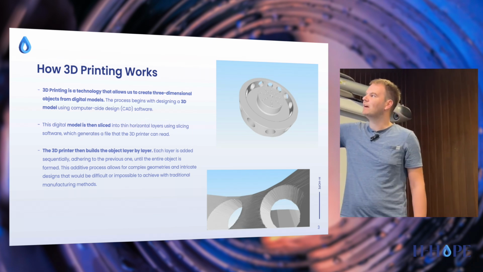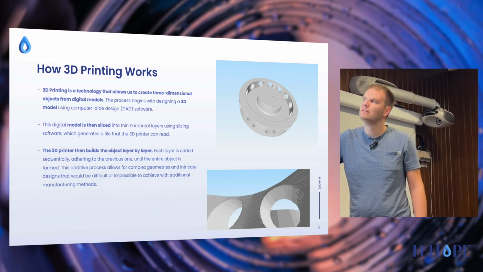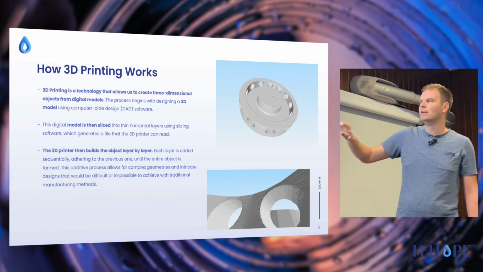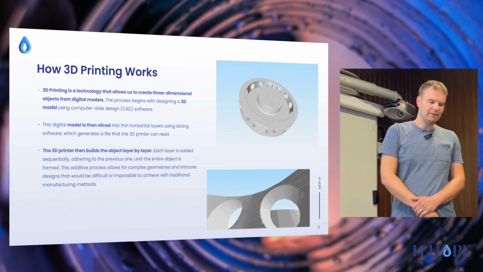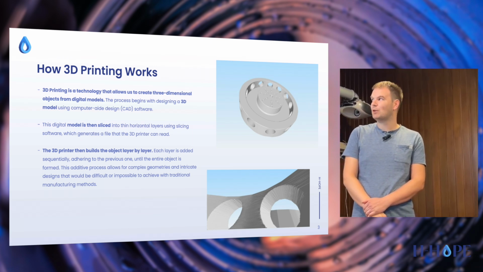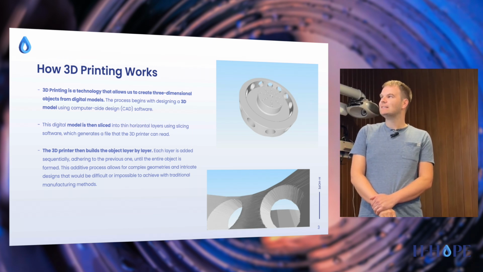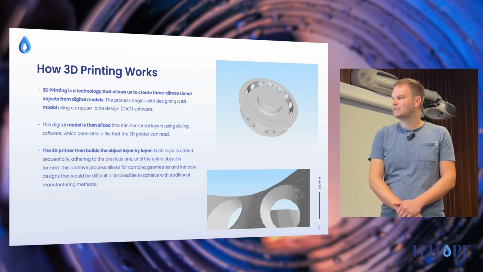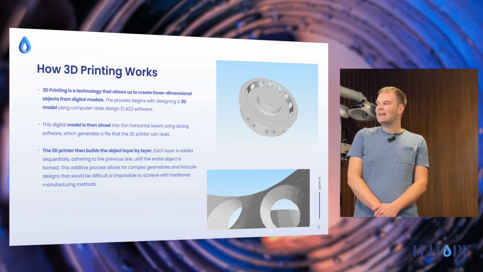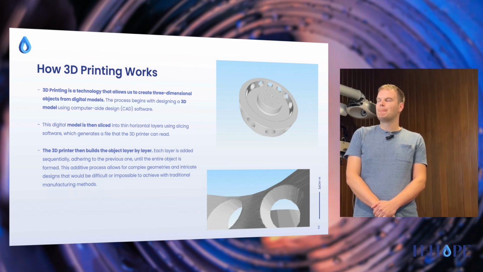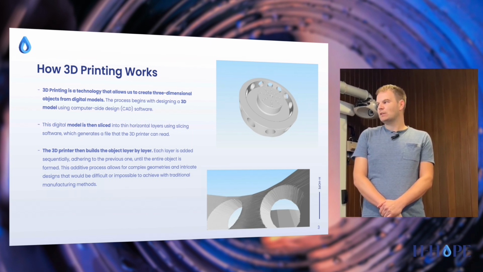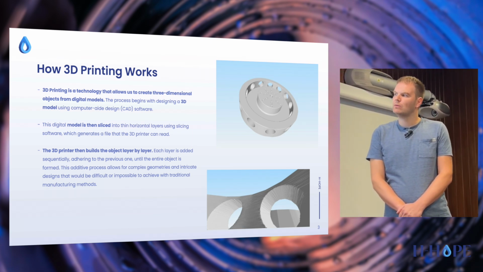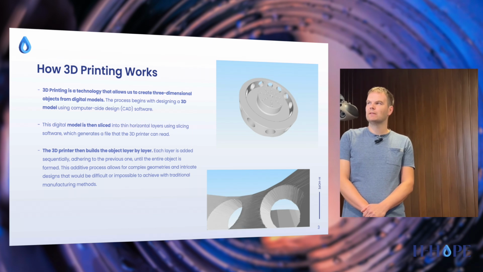So after we have designed a digital model, we need to slice the model. So we need to have additional software which slices the model. What that means is the slicer is slicing the digital model into separate layers. When we have sliced the model, we can then upload the sliced model to the printer, and the printer can print the model.